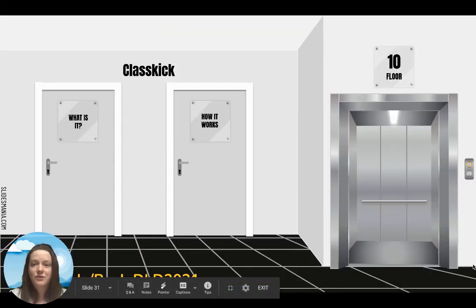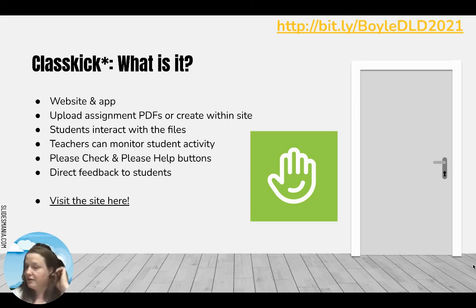And then the final tool that I have for this presentation is called Classkick. It's a website and it's an app. What it allows you to do, it's another one where you can upload those PDF assignments and put interactive features on top of those PDFs. But the thing that makes Classkick a little bit different is that you can monitor your students as they're working. If you've ever seen something like Pear or GoGuardian in action, where you can monitor the students while they're in Google Chrome, this is similar as long as they're within that assignment specifically. There's also a please check and a please help button that teachers can use, and it allows you to interact directly with the student and give them some feedback in real time.